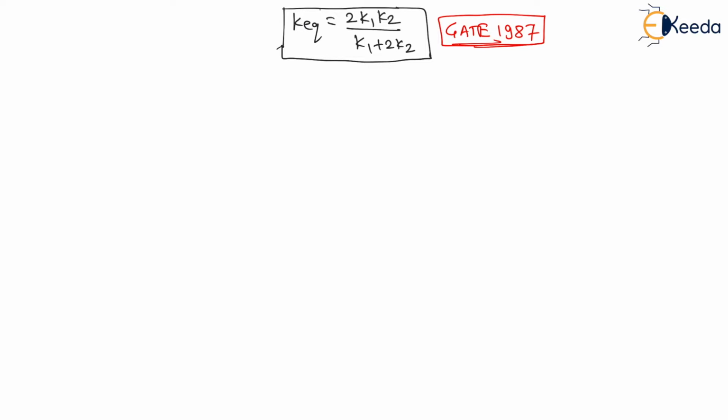Now, the question I am not writing here because we are going to solve each and every option of that question. The question I will dictate here. For which of the following options is the equivalent spring stiffness equal to 2k1 k2 divided by k1 plus 2k2? This was the question, and they have given four options. One by one we will check the options.